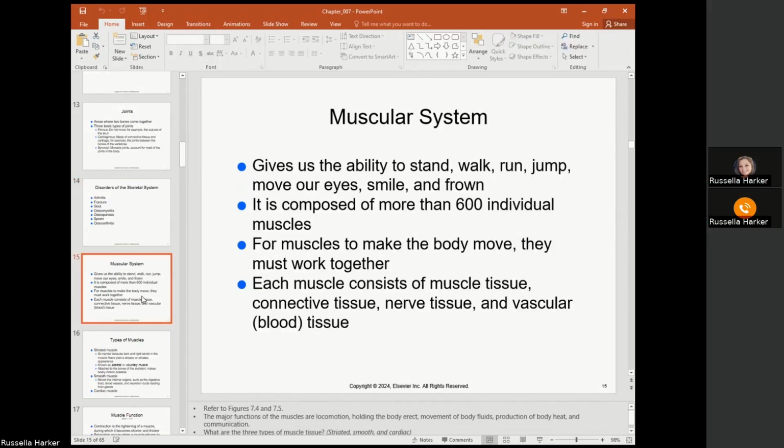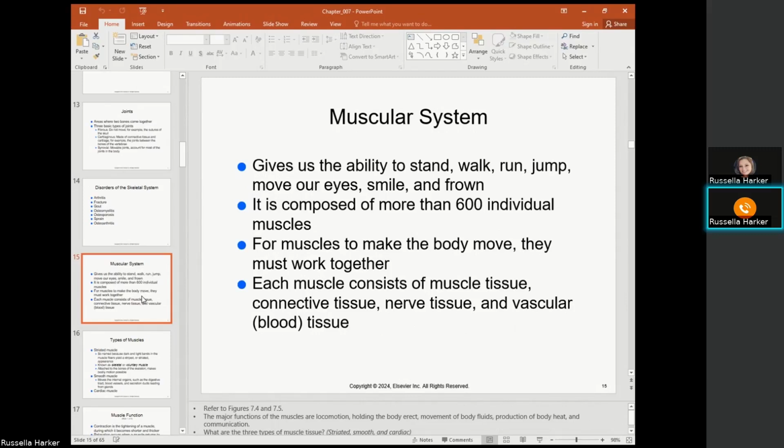The muscular system gives us the ability to walk, stand, run, jump, move our eyes, smile, any kind of motion that we have is through our muscular system. We have more than 600 individual muscles, and they make the body move. And to do that, they have to work together. Each muscle consists of muscle tissue, connective tissue, nerve tissue, and vascular or blood tissue.